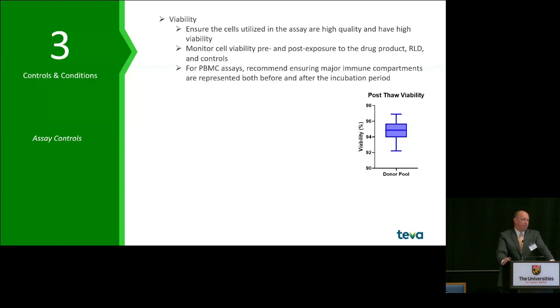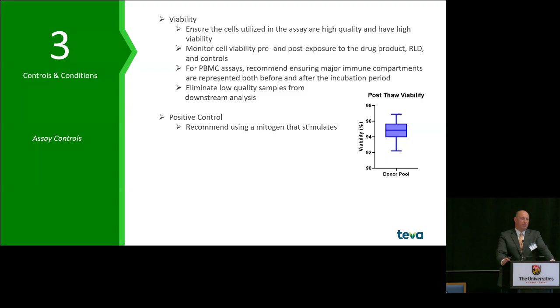For PBMC assays, we recommend ensuring major immune compartments are represented both before and after the incubation period, so you didn't selectively wipe out, say, your monocytes. That would not be a fun readout for you to try to interpret. We eliminate low-quality samples from the downstream analysis, so if it turns out that, hey, 30% of my cells were wiped out, I have some concern about whether or not that readout is going to be acceptable, I would remove that readout from our statistical analysis.